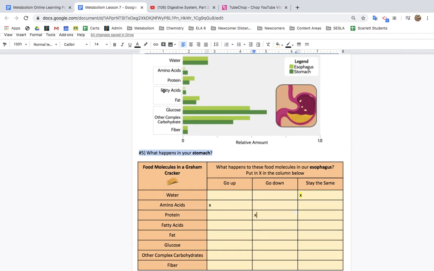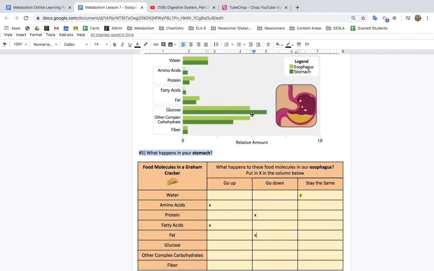Next, we have fatty acids. We had no fatty acids here and some here. So it looks like the number of fatty acids also increased. It went up. And then if we look at fat, we can see the number of fat decreased.